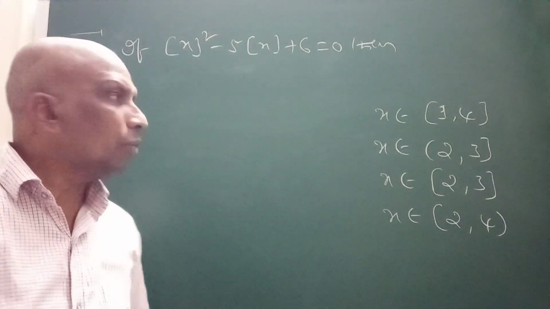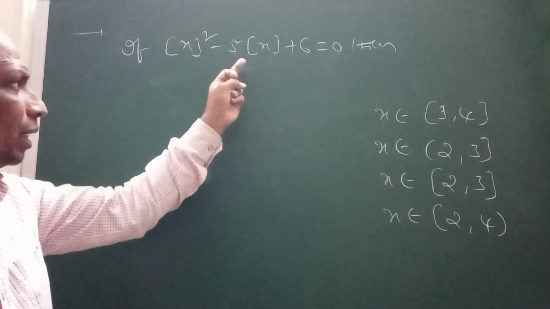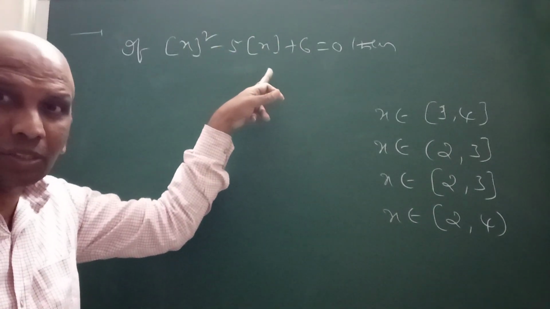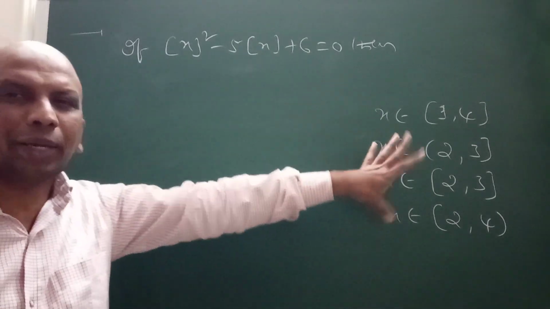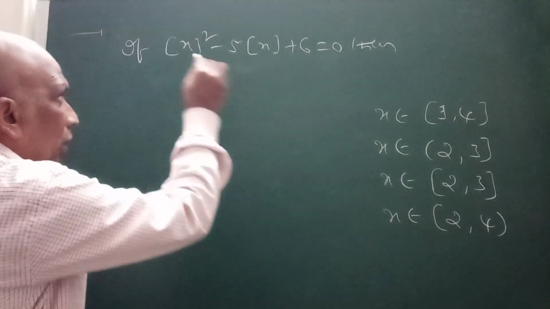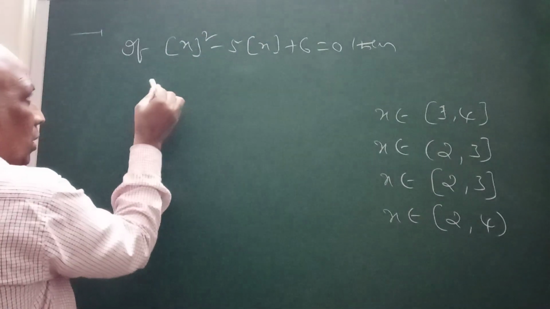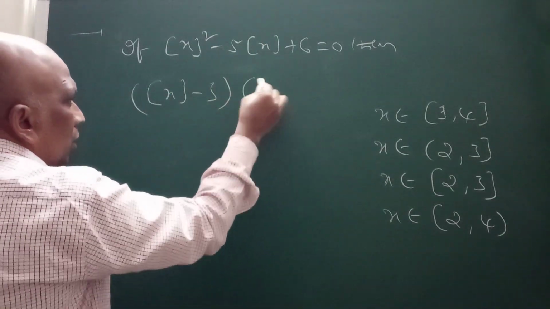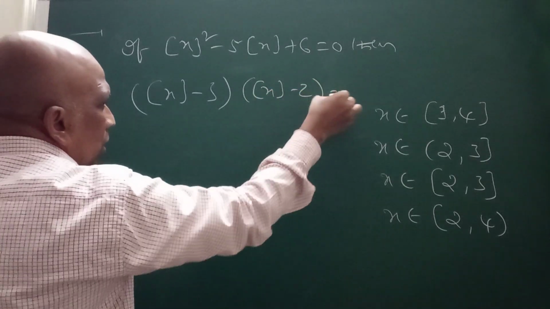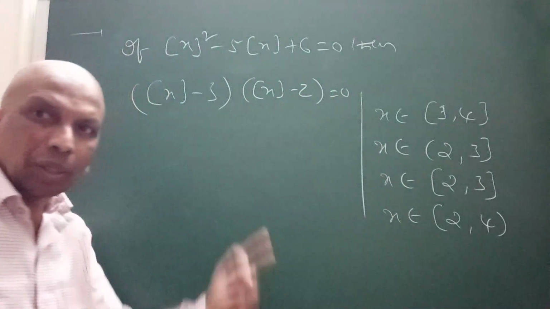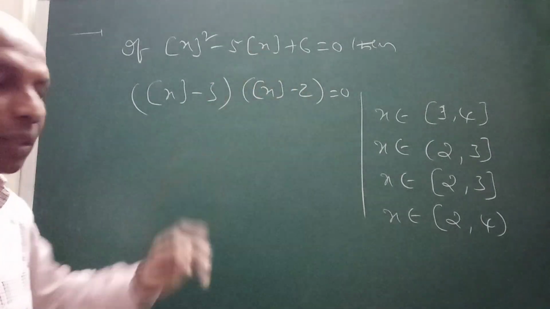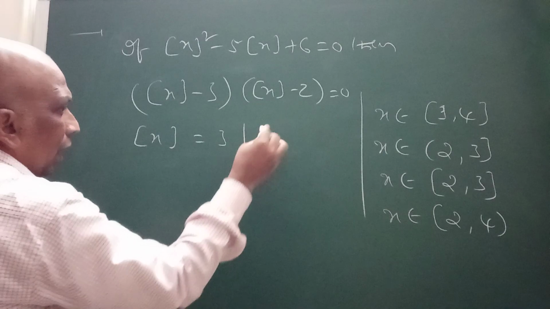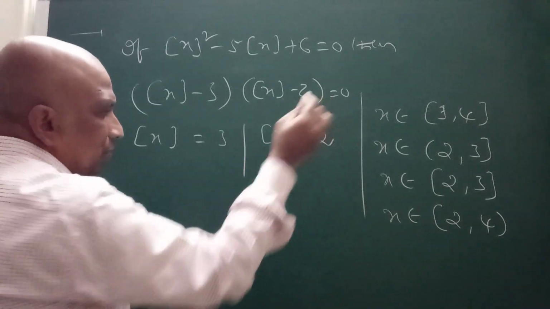Now see the second problem. Floor x whole square minus 5 into floor x plus 6 equal to 0. This is the floor function. Then what about the x value they are asking here. It's a quadratic equation, right? Find the factors of this. Floor x minus 3 into floor x minus 2 equal to 0, right? The product is equal to 0, so either this is equal to 0 or that is equal to 0. From this we can find floor x is equal to 3. Again you get floor x is equal to 2, right?